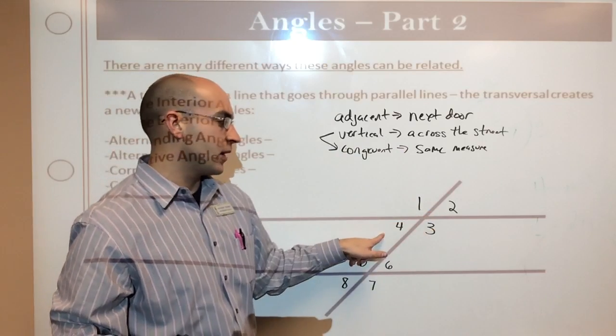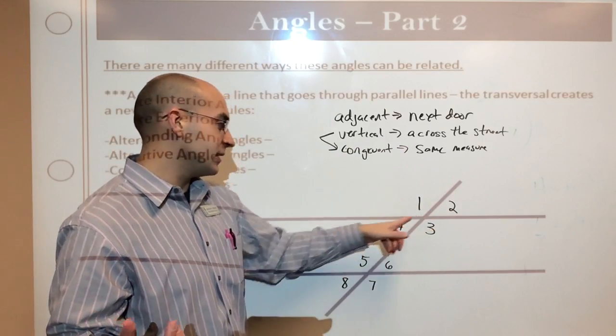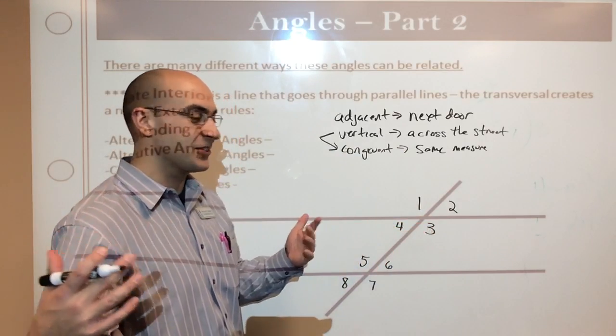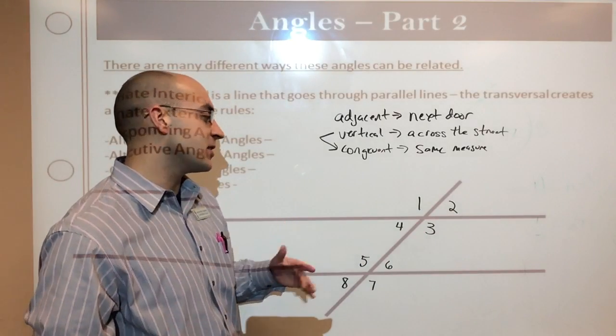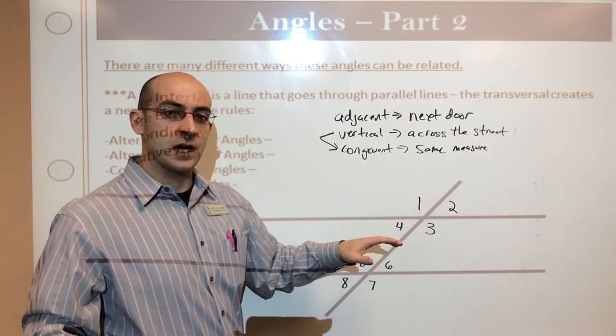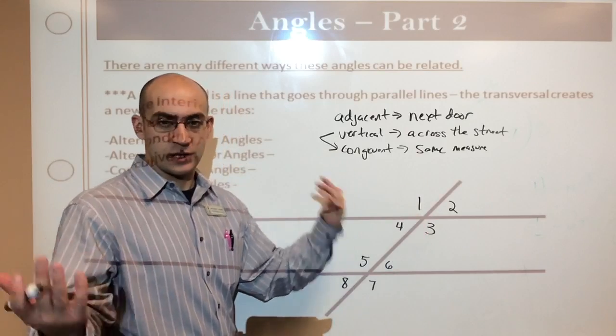Same goes with 2 and 4. They're both acute angles. They're not really that cute right now, but they're acute angles because they're less than 90 degrees. I was lame, I know, I'm sorry. But they're the same measurement because they're vertical angles. So by definition, they are also congruent.